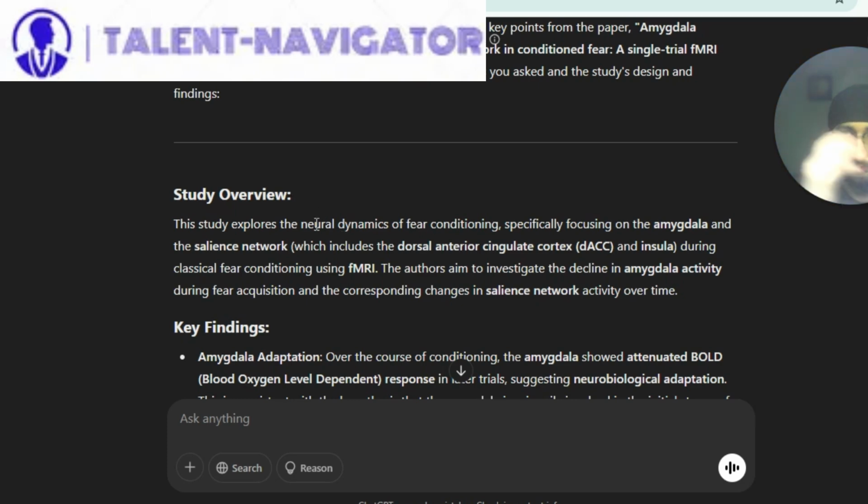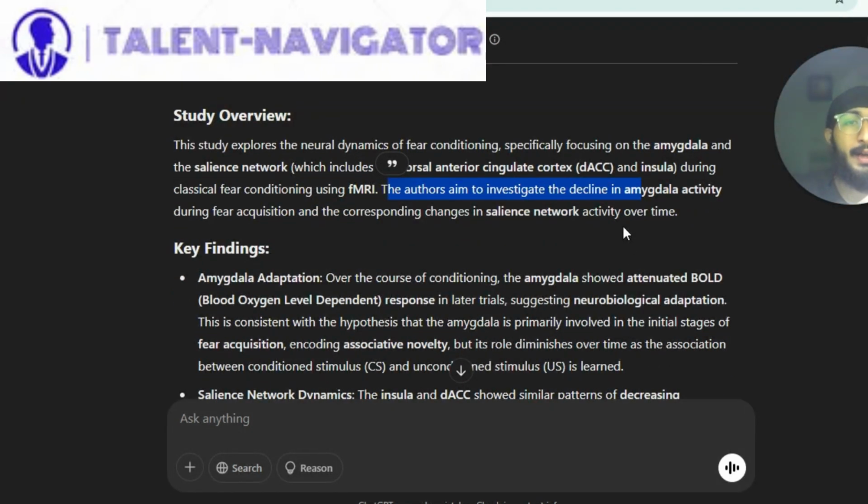Network in conditioned fear explores the neural dynamics of fear conditioning, specifically focusing on the amygdala and the salience network, which includes dorsal anterior cingulate cortex (DACC) and insula during classical fear conditioning using fMRI. The authors aim to investigate the decline in amygdala activity during fear acquisition and the corresponding changes in salience network activity over time. So the key findings were amygdala adaptation.